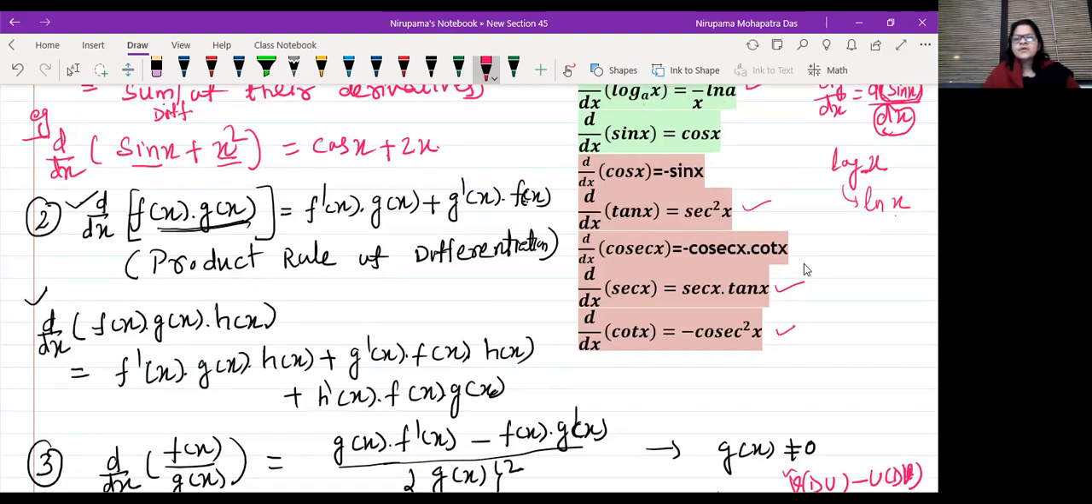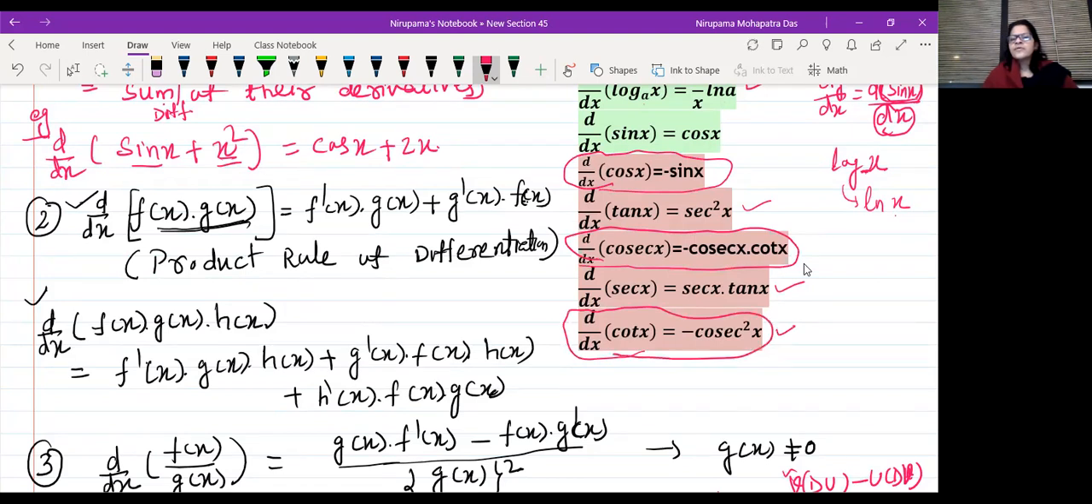One more thing you can observe: the derivative of the three c's, cos x, cosec x and cot x, the derivative of each of the three c's is negative.